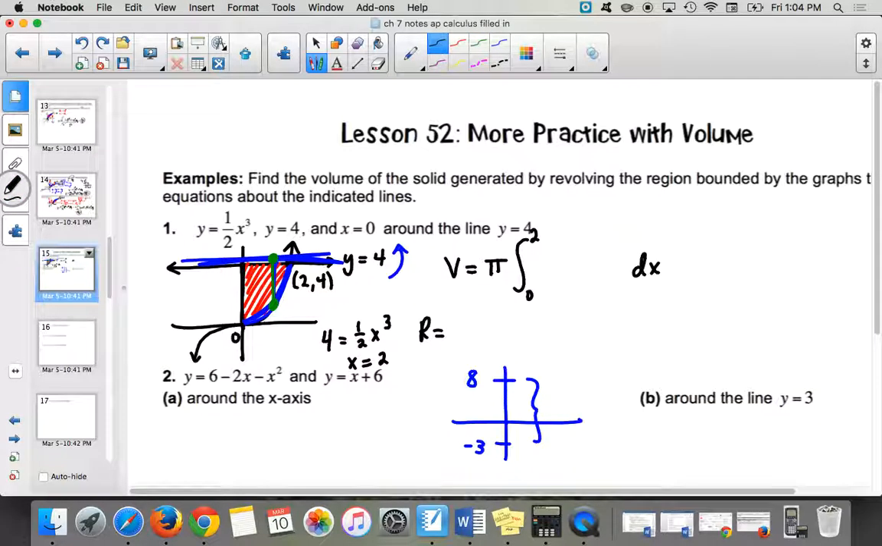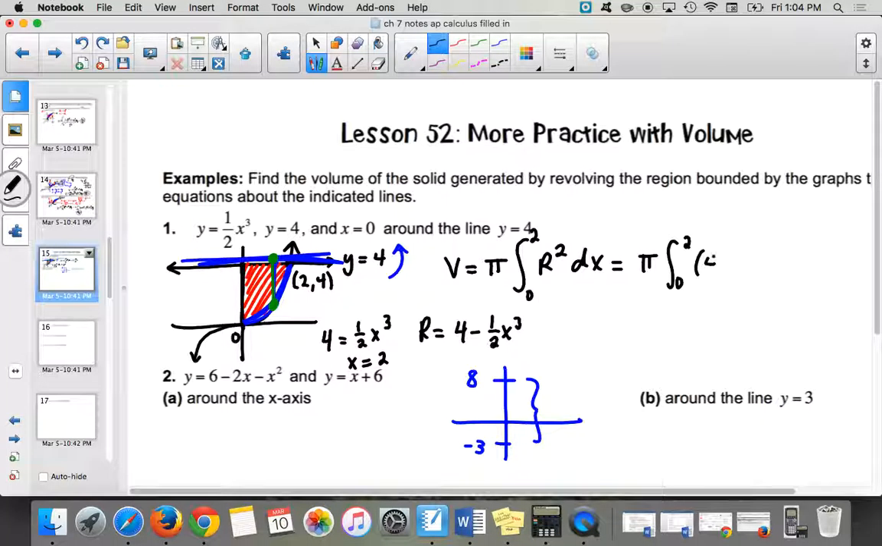Because it's going around something that looks like the x-axis, right? So our r is going to be 4 minus 1/2 x cubed. And if you do your setup and you just say pi r squared dx, you're good. You would get that setup. Okay, or you can plug in.